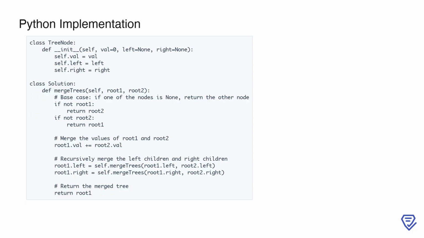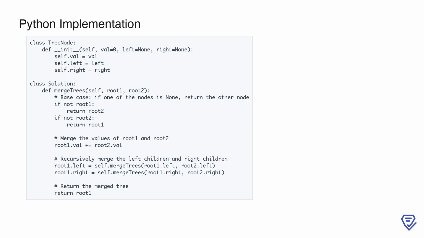First, we define a tree node class, which represents the structure of a binary tree node. Each node has a val attribute for its value and left and right attributes pointing to its child nodes. The mergeTrees function is implemented within the solution class. This function takes two input nodes, root 1 and root 2, representing the roots of the two binary trees that need to be merged.